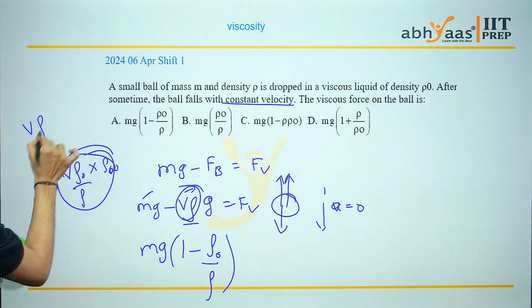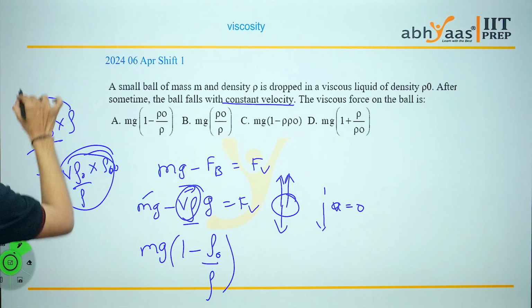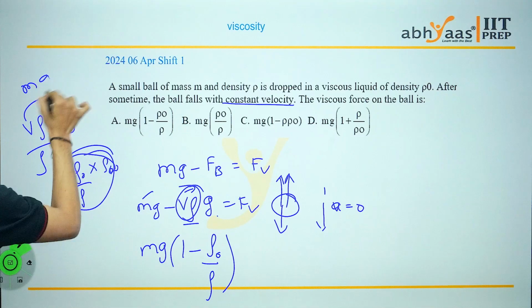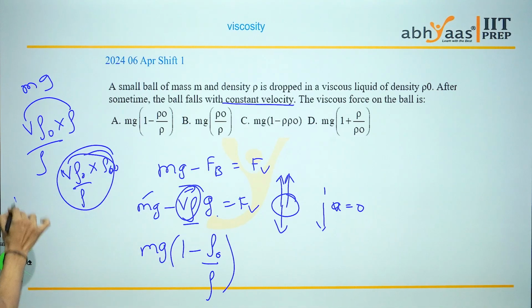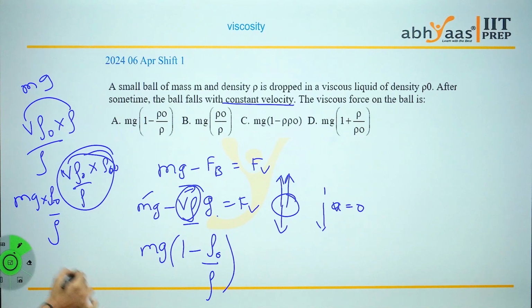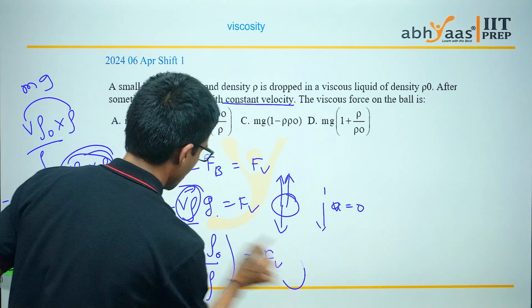Okay, I'll do this into rho by rho. V into rho, you will get m, right? So mg, already g is there, mg, rho naught by rho. Mg into rho naught by rho you will get in this step. That means mg minus this one is there. Mg, if you take common, mg into 1 minus rho naught by rho. That is viscous force.